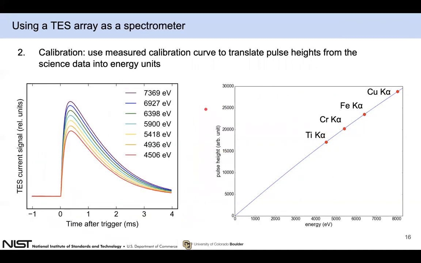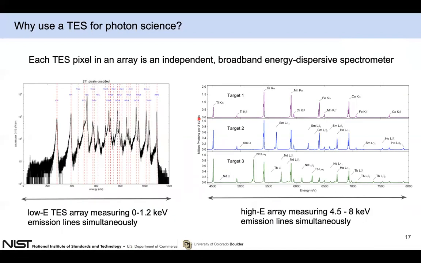Now we can look at X-ray pulses from our science sample. They might look like these examples shown here. We can measure the height of this pulse in TES current units and then use our calibration curve to translate that pulse height into an X-ray energy. So in this way, each TES pixel in an array functions as an independent broadband energy-dispersive spectrometer.